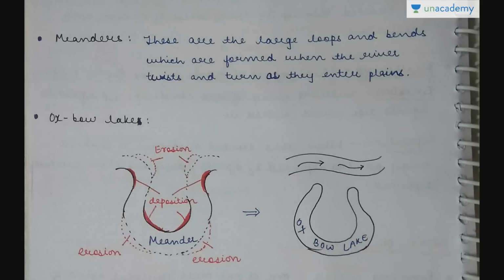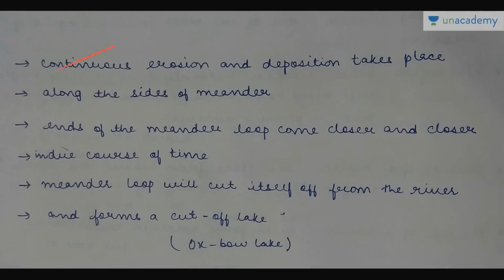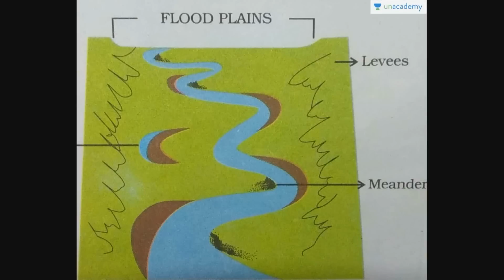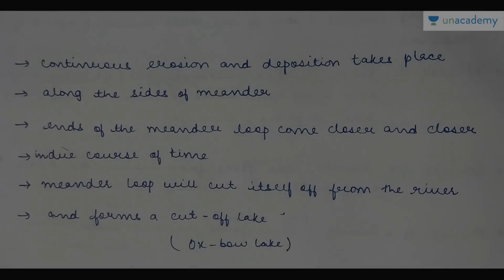This we have seen. Now, one important keyword is meanders. What are they? They are the large loops and bends which are formed when the river twists and turns as it enters the plain. Suppose this is the plain. When the river is entering, it will twist and turn, and the loops or bends which are formed because of that are known as meanders. I think this figure will explain it. This green is the plain, the river is entering. So these are the meanders, right? These curves or the bends.